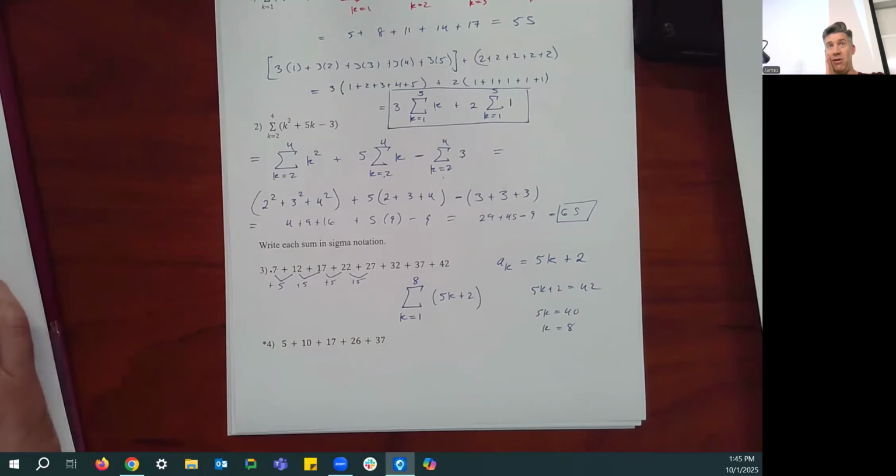That is an advantage of starting at k equals 1. If you start at k equals 1, the number of terms will be the superscript here that you end at.